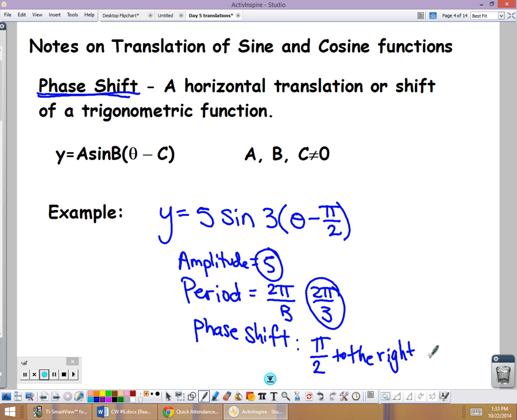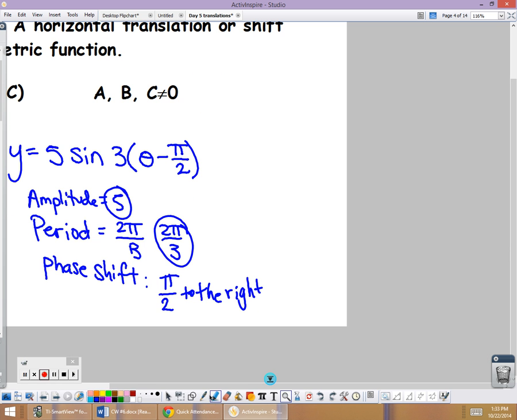Now sometimes, notice how this 3, this B, is factored out. Sometimes it's not factored out for us and we have to factor it out. So I'm going to do a quick side note and talk about how to factor it out. Oh my goodness. Okay, here we go. Let's say I had something like this: the sine of 4 theta plus pi. That 4 is my B, but in order to talk about it as B and have our phase shift correct, we have to factor it out.